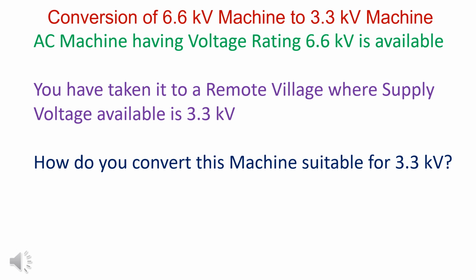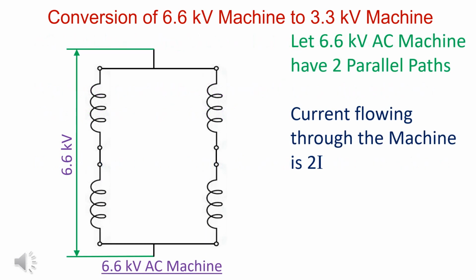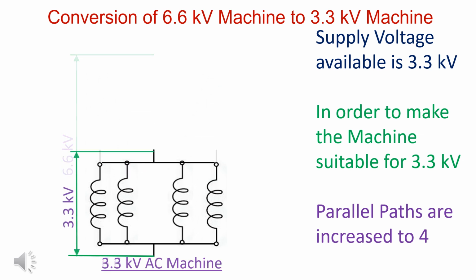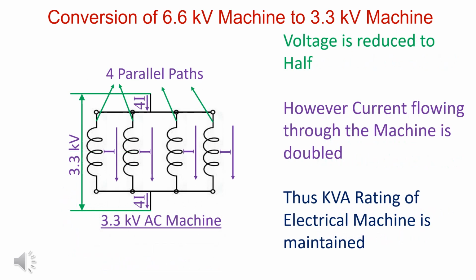How do you convert 6.6 kV electrical machine to 3.3 kV? Suppose 6.6 kV machine has two parallel paths. Let current flowing through the machine is 2I. In order to make the machine suitable for 3.3 kV, parallel paths are increased to 4. Voltage is reduced to half, current is doubled. KVA rating of the machine remains same.